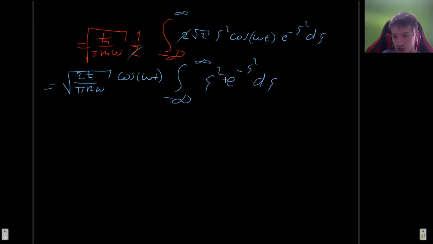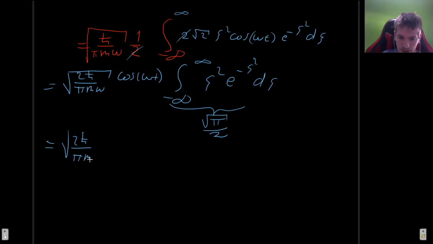Now we have solved this integral many times before. If you are unsure, just go back and watch some of the other videos on the quantum harmonic oscillator. In fact, the one on expectation values, I think, is where we did most of these integrals. So you can go and look there. Because this was just the square root of pi divided by 2. So we do that, we get square root of 2 h bar divided by pi m omega, cosine of omega t, times square root of pi divided by 2.